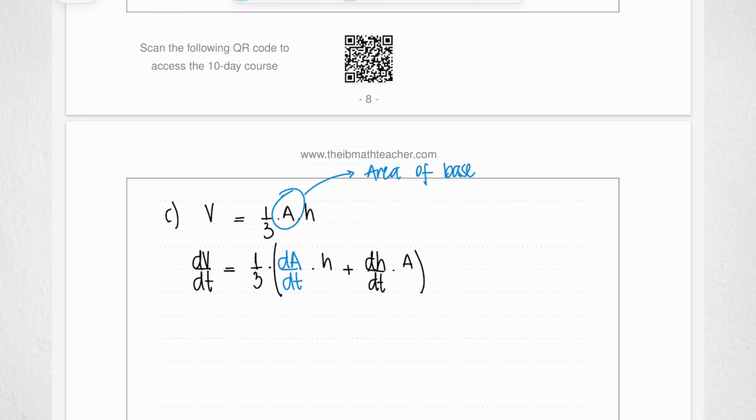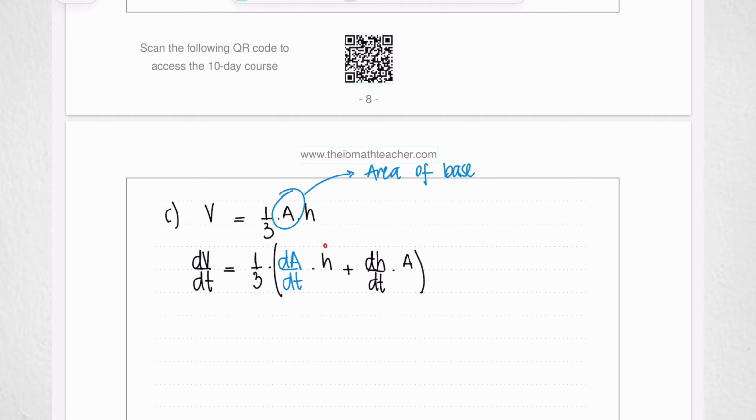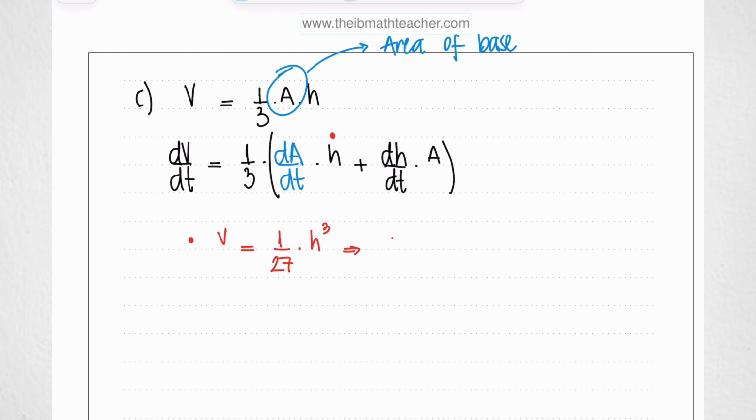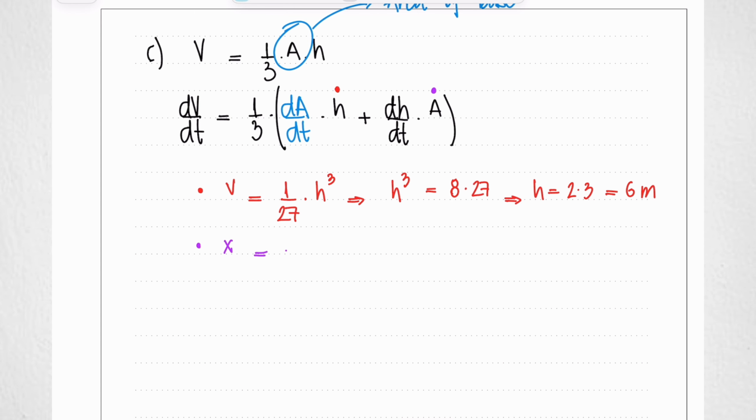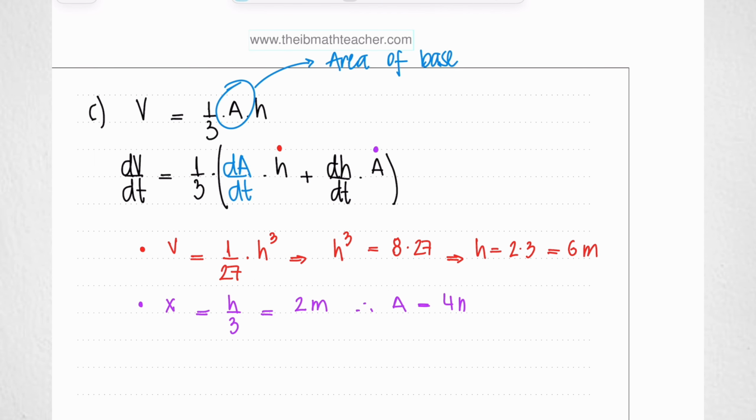We need, for that particular instance, when the volume is 8 meters cubed, the height, which we can find because we know that the volume is 1 over 27 times the height cubed. Therefore, h cubed is 8, which is the volume, times 27. So h is 2 times 3, which is 6 meters. We also need the area, and to find the area, we need to find x first. Now x is h over 3, which means that it's equal to 2 meters. Therefore, the square area is 4 meters squared.